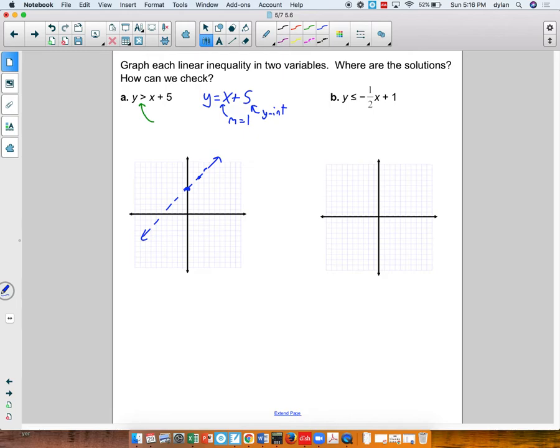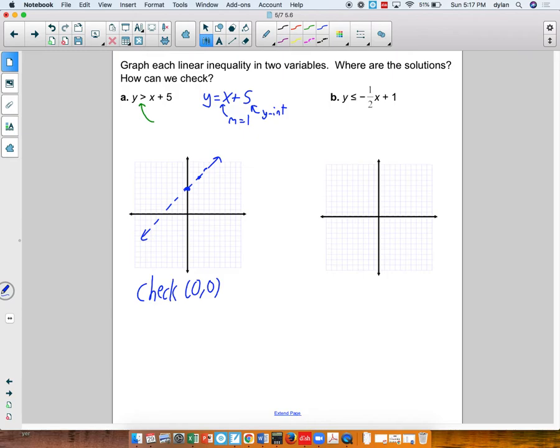Now, because this is an inequality, we want to shade all the points that make this inequality true. And there's infinitely many points. So the answer is not just one point, it's an infinite set of points. The easiest way to decide whether you're going to shade above or below the line is to check whether or not the point 0, 0 is true or not. If the point 0, 0 is true, we're going to shade wherever 0, 0 is. And if it's false, we're not.